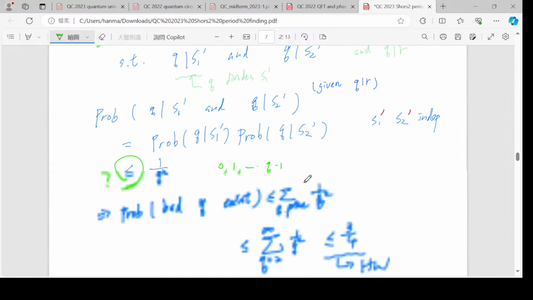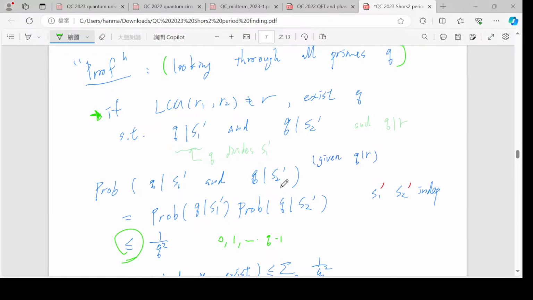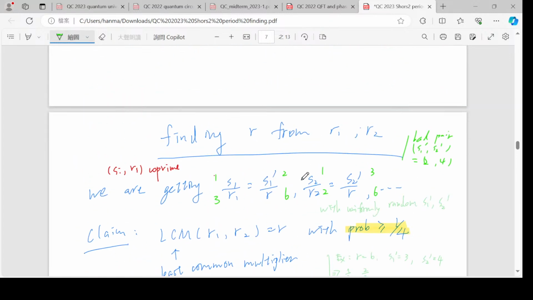So you just sum over Q everything here, and that's Q from 2 to infinity of 1 over Q squared. You can show in homework by some calculus that this is actually a bounded number, less than 3 over 4. Okay, so the probability of bad things happening is actually less than 3 over 4, so that you can find R from R1, R2 with probability bigger than 1 over 4. Any questions so far?